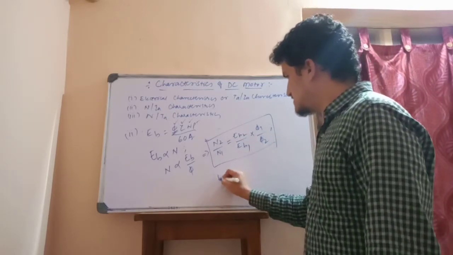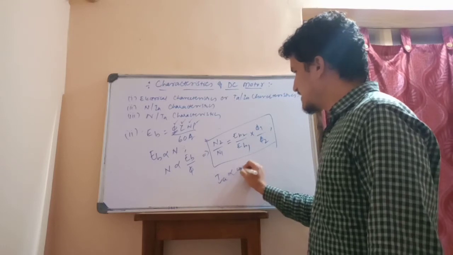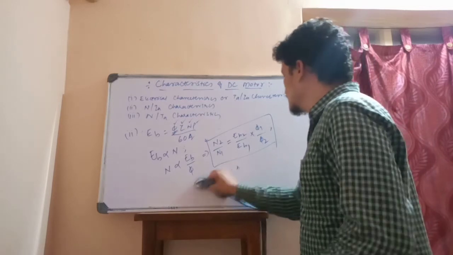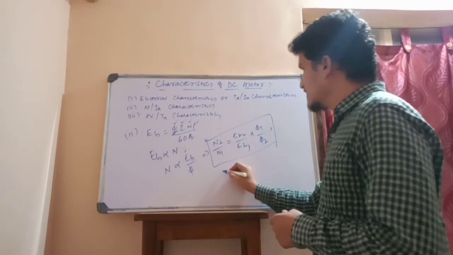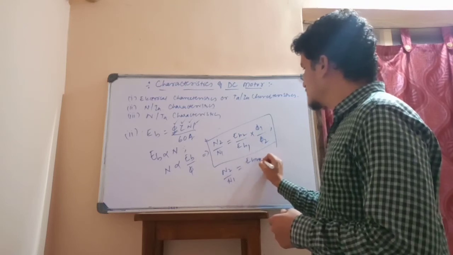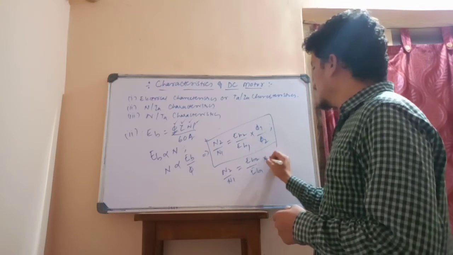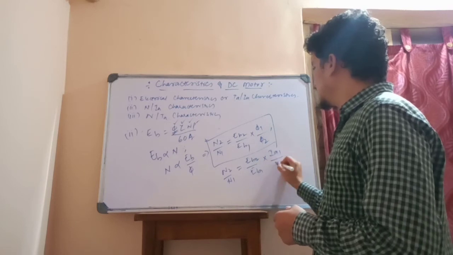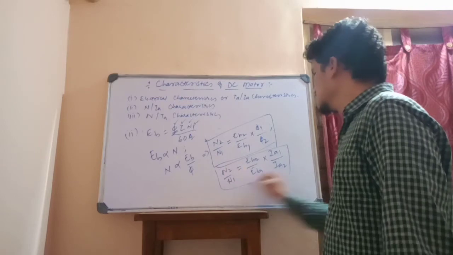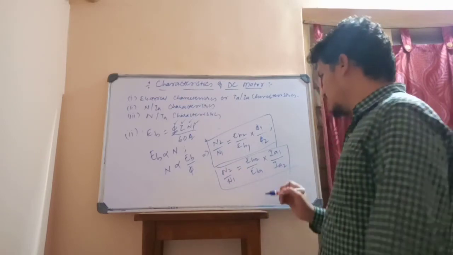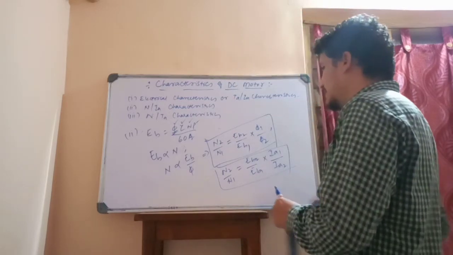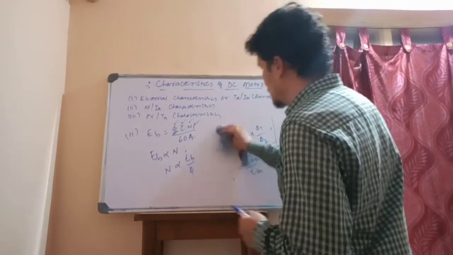Also, this phi is directly proportional to current IA. So, you can write it like this also. N2 by N1 is equal to EB2 divided by EB1 into IA1 divided by IA2. This is also an important formula that will be used in the numerical problems. Keep this in mind. Now we shall come back to the characteristic of a DC shunt motor.